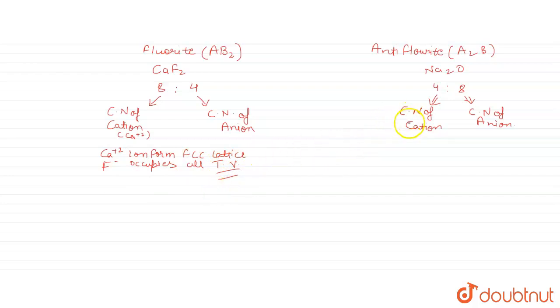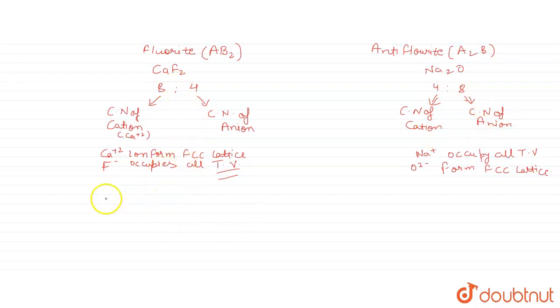And in the case of antifluorite, that is in Na2O type structure, this Na+ occupies all the tetrahedral voids, and this O2 minus forms the FCC lattice. In fluorite, the coordination number of fluoride ion is 4 and the coordination number of Ca+2 is 8. In antifluorite, the coordination number of cation is 4 and of anion is 8.